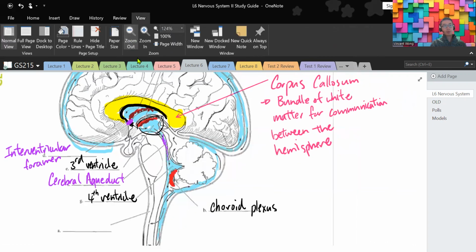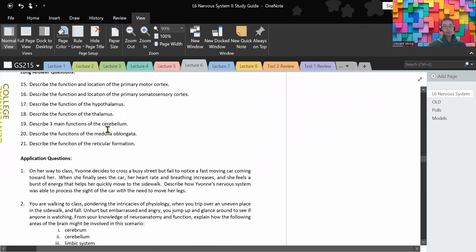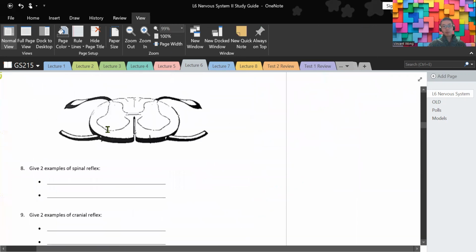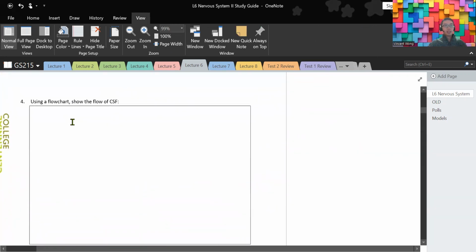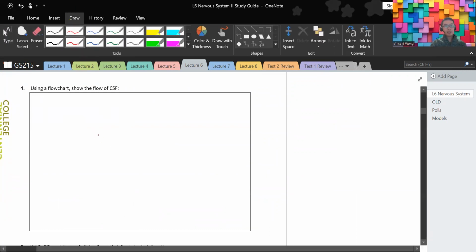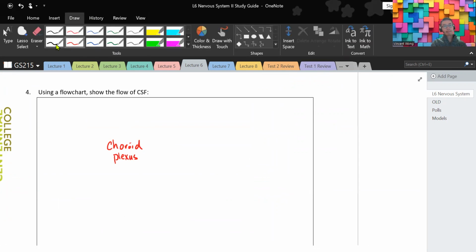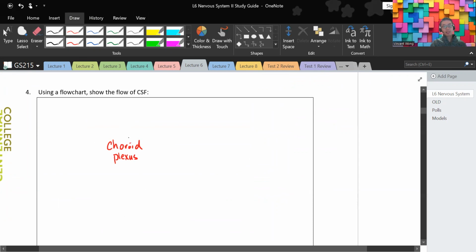Okay, now that we are familiar with all the structures and where things are, let's go back to the questions we were working on earlier. You're supposed to be writing down the flow of CSF. So it begins at the choroid plexus. The choroid plexus is found within all the ventricles.